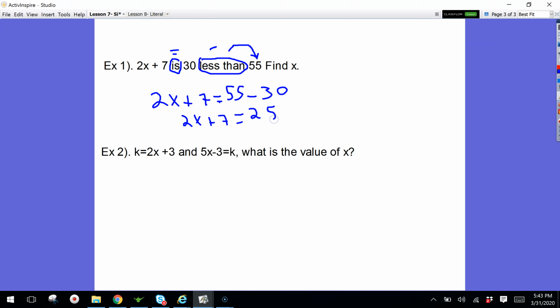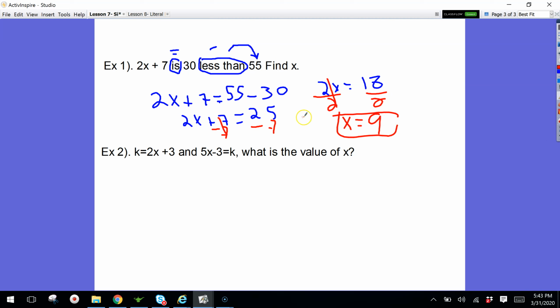And then we're going to do our inverse operations here in order to solve for x. So remember, I am multiplying this by 2 and adding 7. So the first thing that needs to go is the 7. So we're going to subtract 7 from both sides. And so I'm going to have that 2x is equal to 18. And then we're going to get rid of the multiplying by 2 by dividing by 2 on both sides. And so we have x is equal to 9.